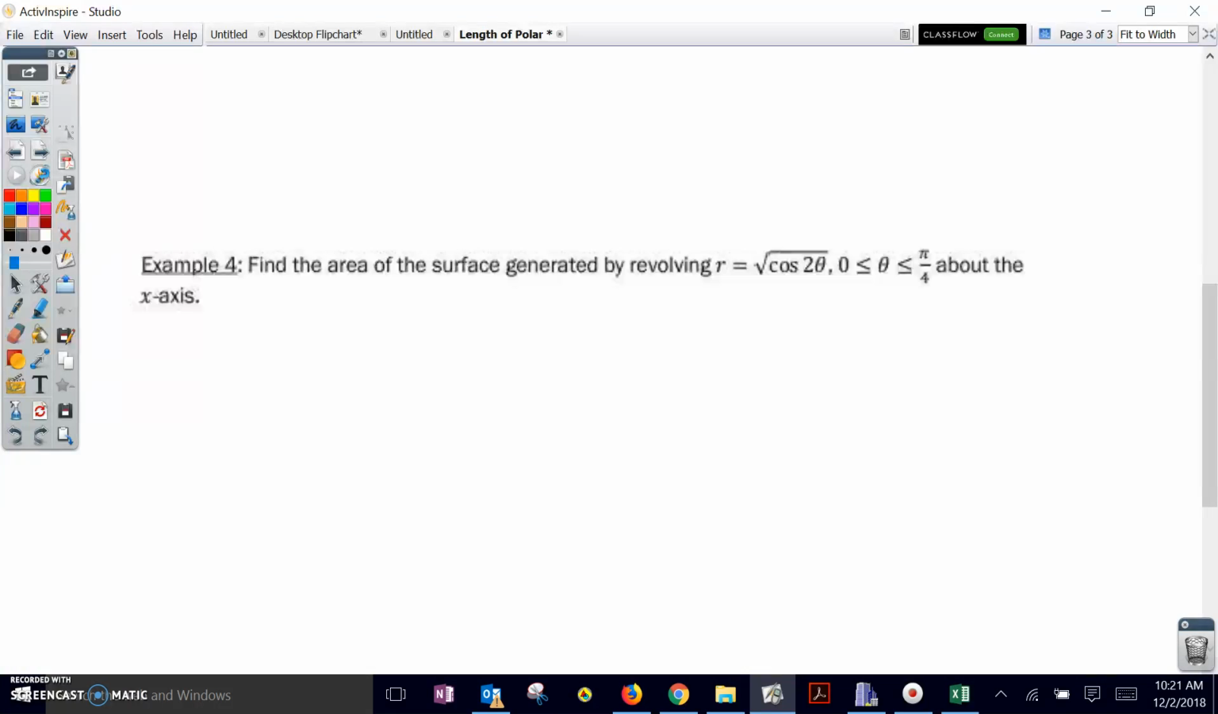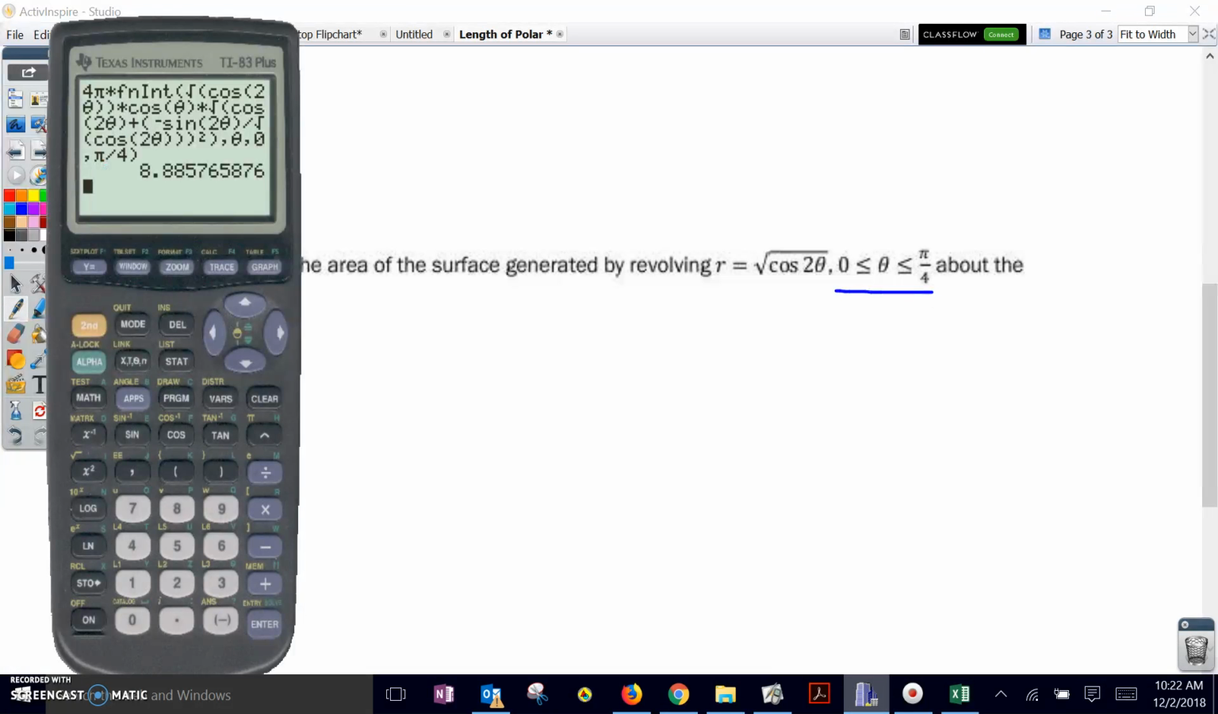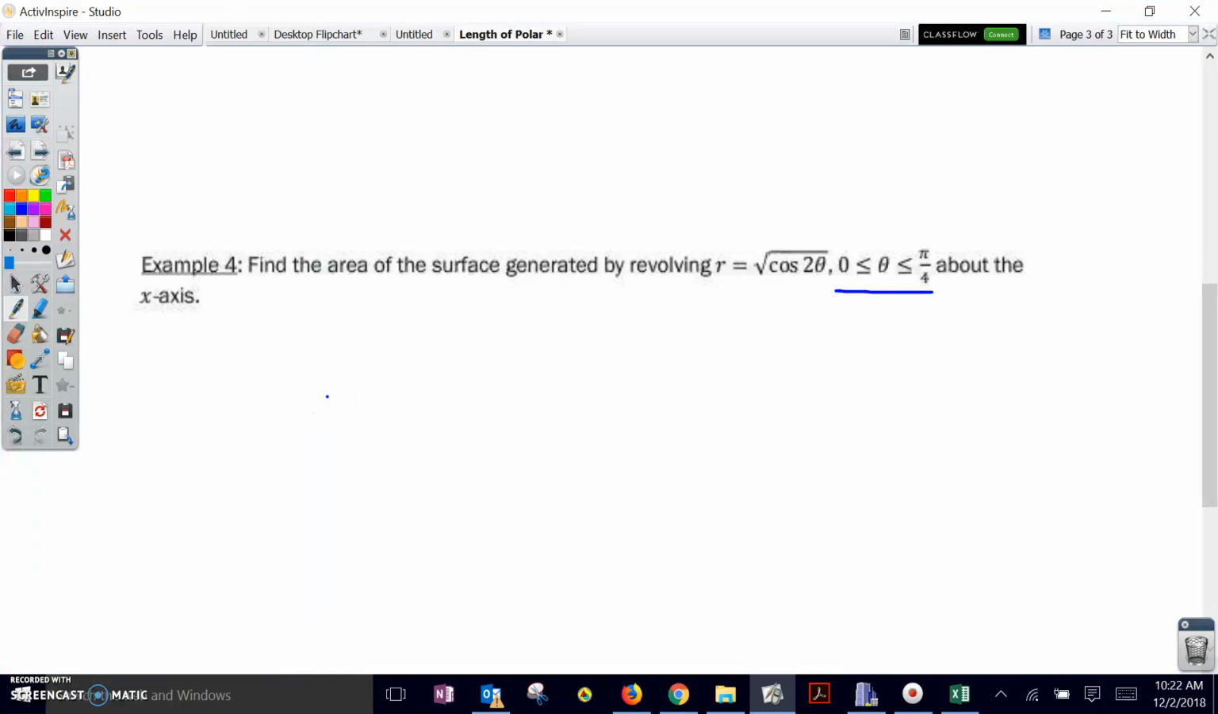Alright, now find the area of the surface generated by revolving r equals square root of cosine of 2 theta about the x-axis. So this time we're going around the x-axis. We're given our limits of integration. If we look at the curve, this is actually just the top curve here. And again, remember it's missing a piece. So we're just going to revolve that from 0 to pi over 4.